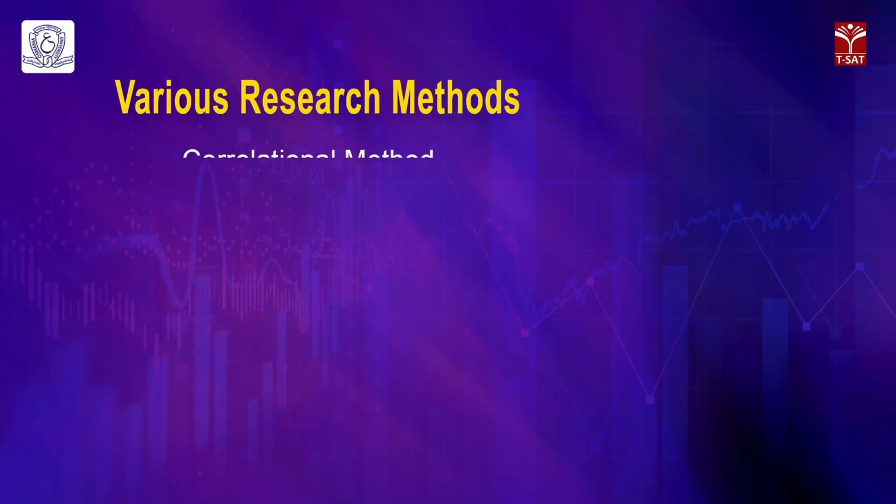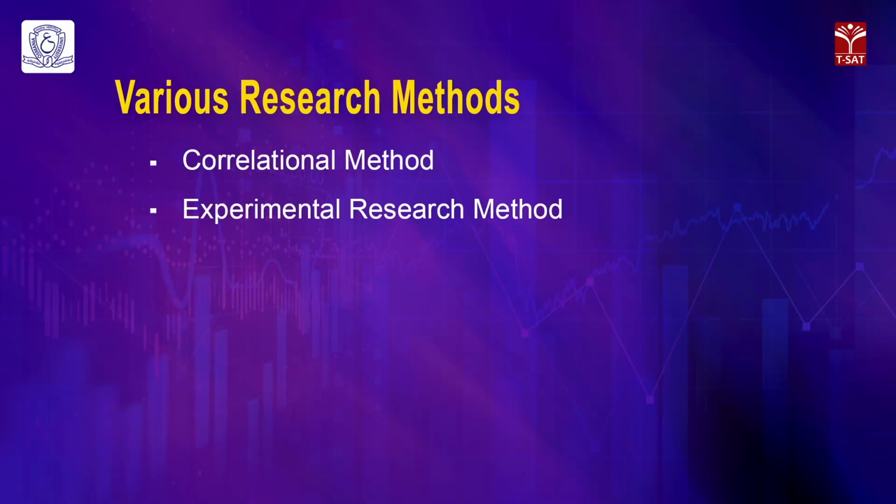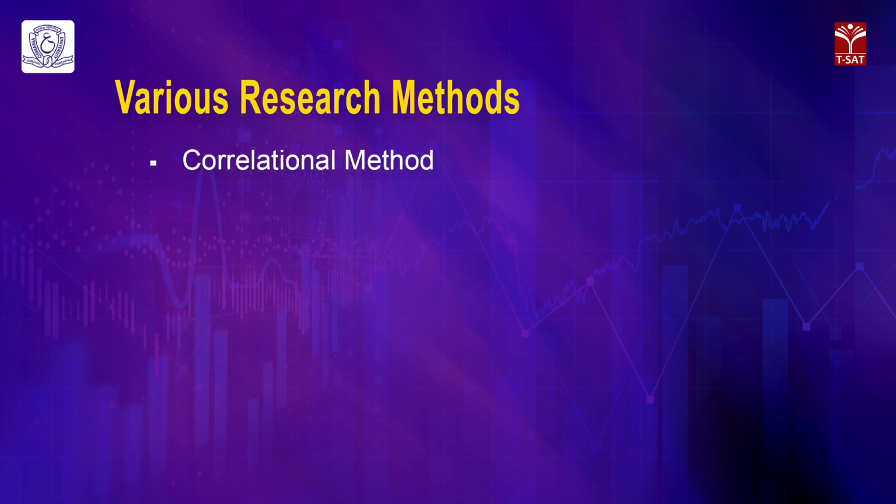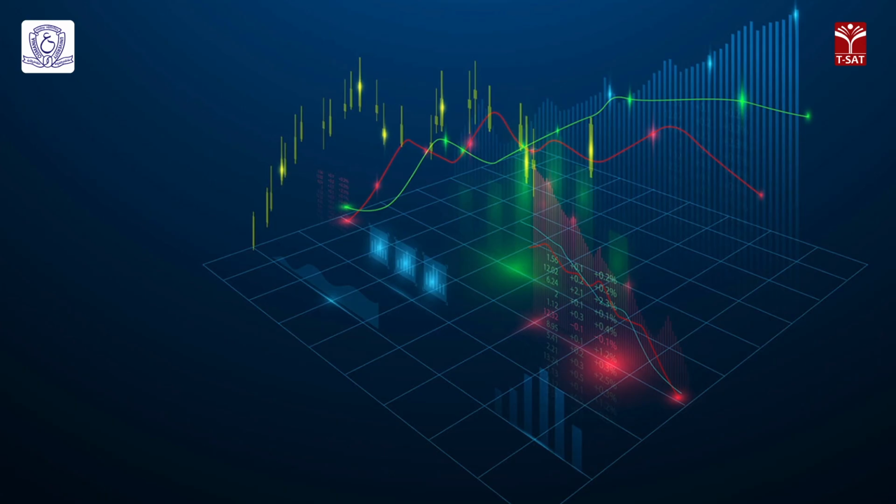In this session, we are going to discuss the various research methods in social psychology. They are correlational method, experimental research method, and field study. First, the correlational method. It is a synonym for the association.